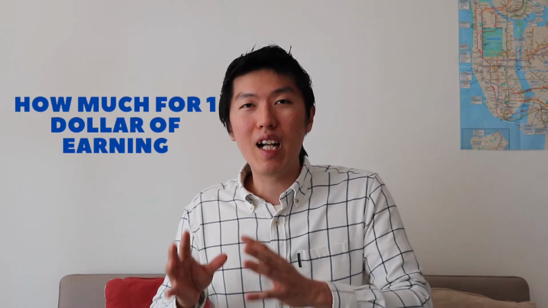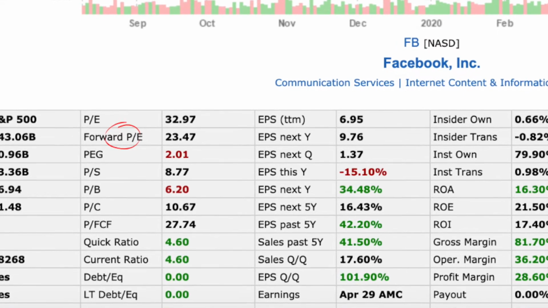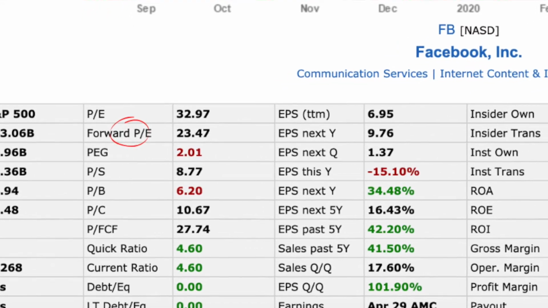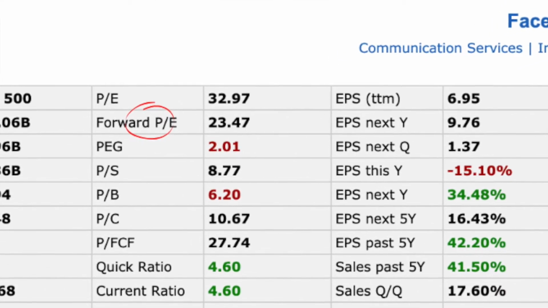You can also think of PE ratio as how much investors are willing to pay for $1 in the company's earnings. So in this case, investors are paying about $33 for $1 in Facebook's earnings. Okay, moving on, we have forward PE. Now, forward PE is the same concept as PE, but it's based off the company's forecasted EPS.